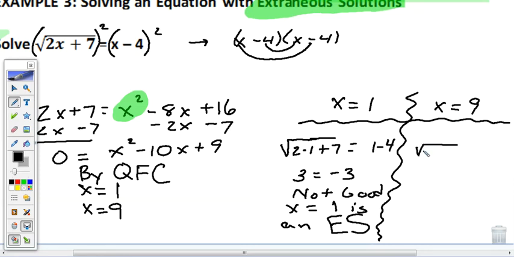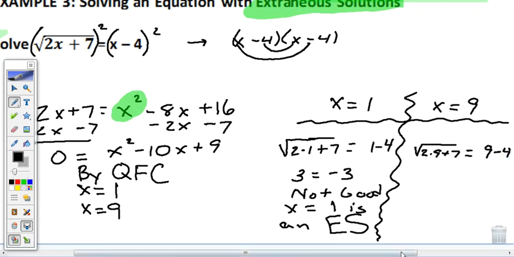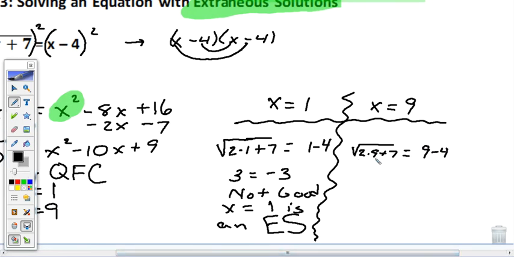Root 2 times 9 plus 7. What is 2 times 9, kids? 18. 18 plus 7? 25. What's the square root of 25 over here on the left? 5. What's 9 minus 4 on the right? 5. Is that comparison good? Yeah. This one's okay. So we would say x equals 9 is a solution. I want to show you something here.